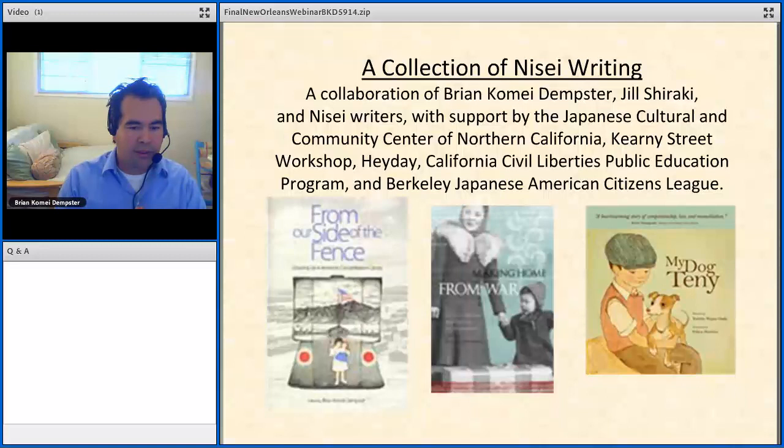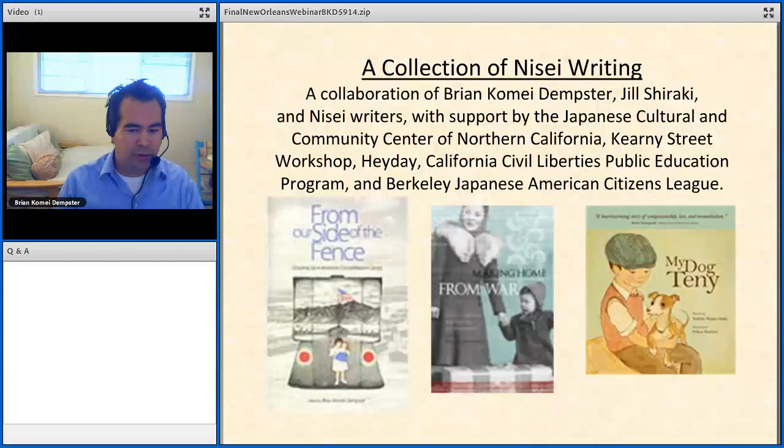In the late 90s, I was asked by a group of Japanese Americans here in San Francisco to teach a writing class in which they would document their experiences as former camp prisoners who, as children and teenagers, were incarcerated during World War II. Many of them were in Topaz, the place that Kim mentioned. The first book, on the left side, From Our Side of the Fence, was published in 2001 by Kearney Street Workshop.